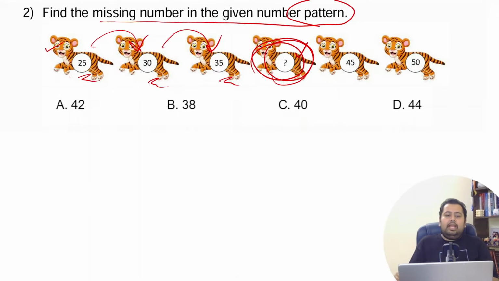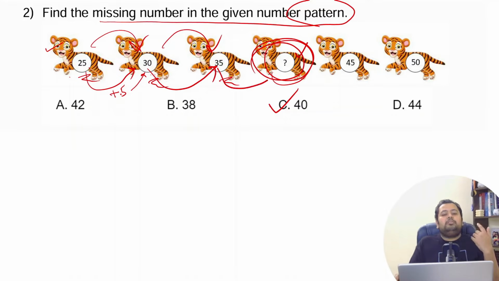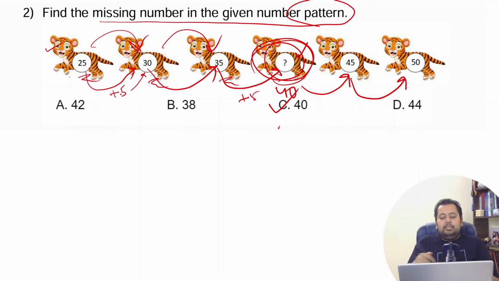Great. I hope you have got it correct. So the correct answer over here is C, 40. Now, how do you approach this? From 25 to 30, we are increasing the number by 5. So we know 25 plus 5 is equal to 30. 30 plus 5 is equal to 35. So obviously, because we are following a pattern, 35 plus 5 will be equal to 40, and then 40 plus 5 is 45, and 45 plus 5 will be 50. So 40 is the correct answer. Therefore option number C is the correct answer. Hope you got it correct.